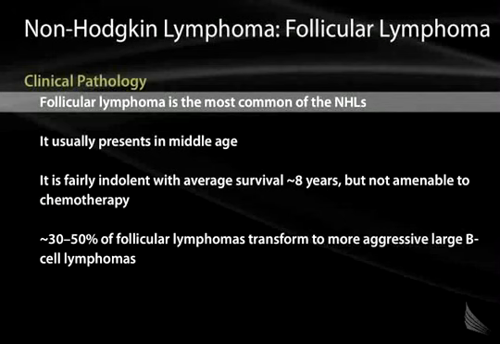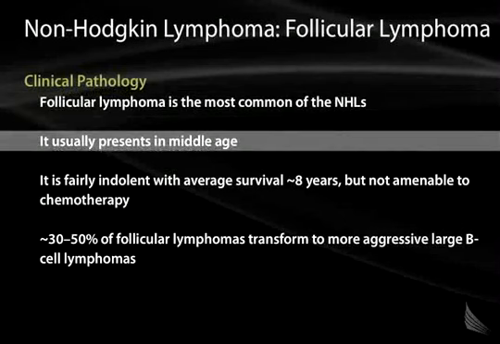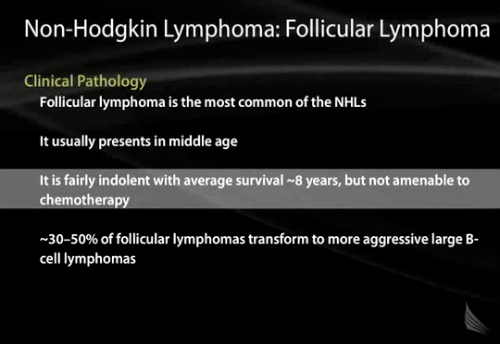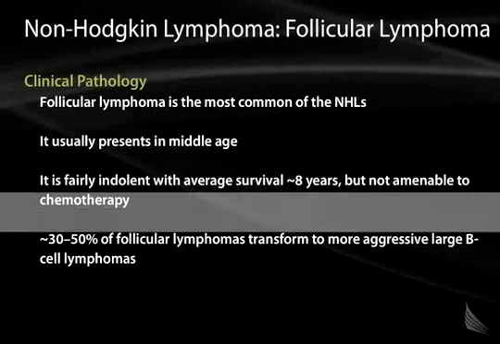Follicular lymphoma is the most common of the non-Hodgkin's lymphomas, usually presenting in middle age. It is fairly indolent. The average survival is about 8 to 10 years. But what's difficult about follicular lymphoma is since it is not as quickly growing as some of its other lymphoma colleagues, it is not particularly amenable to conventional chemotherapy.